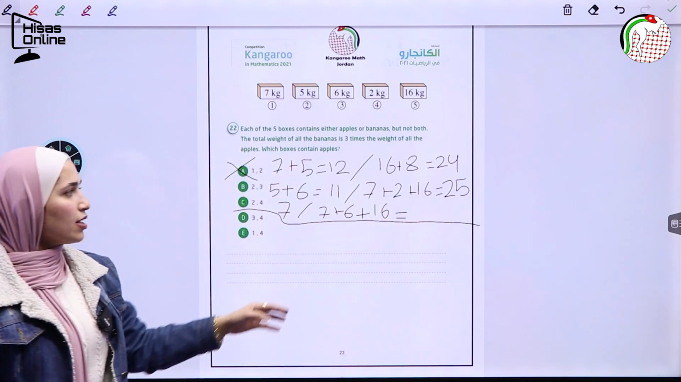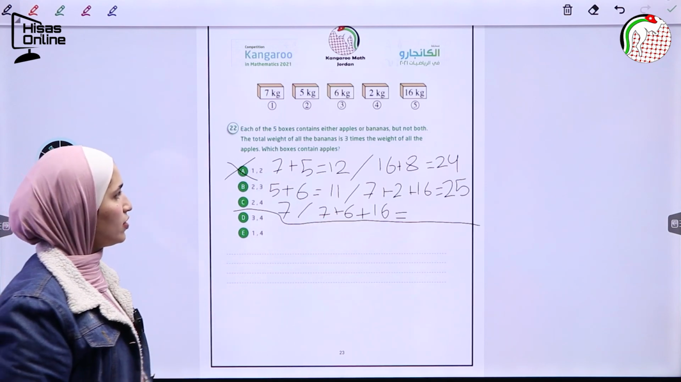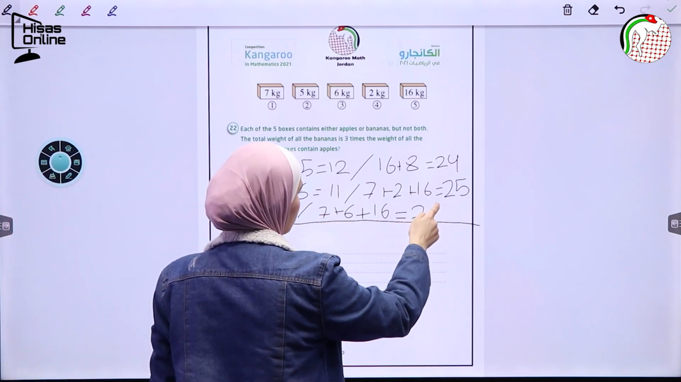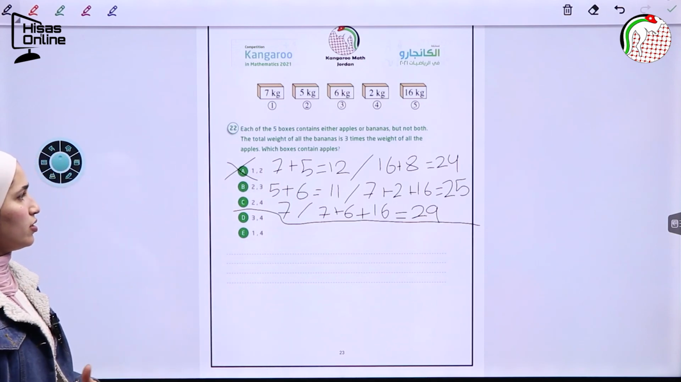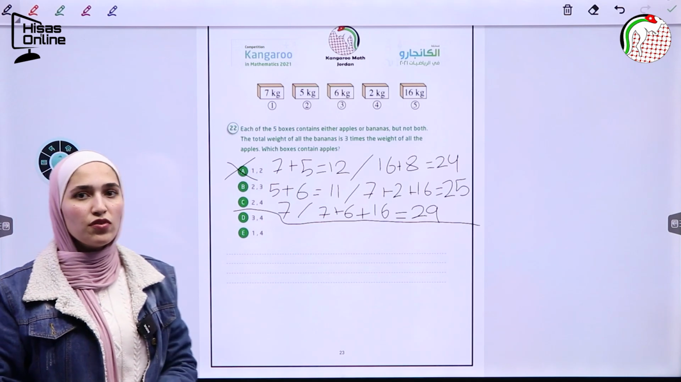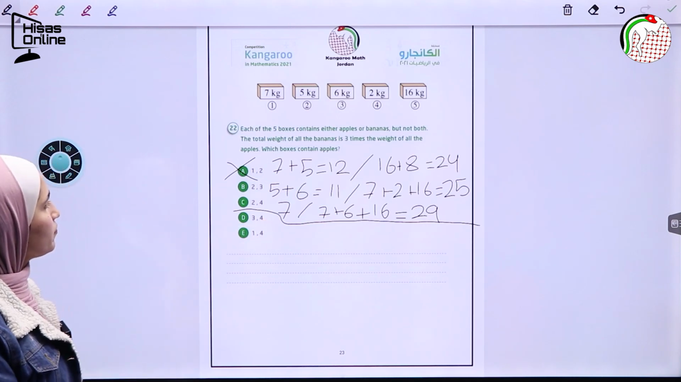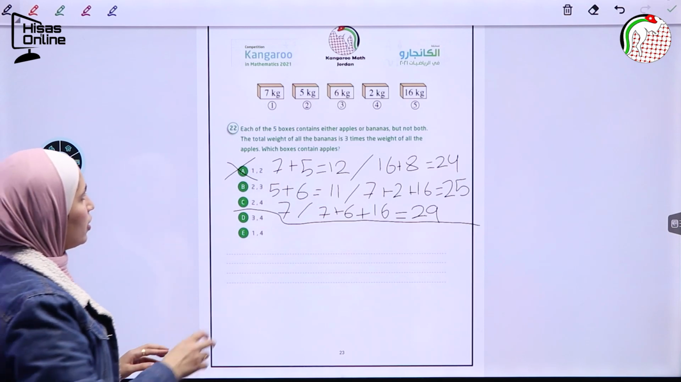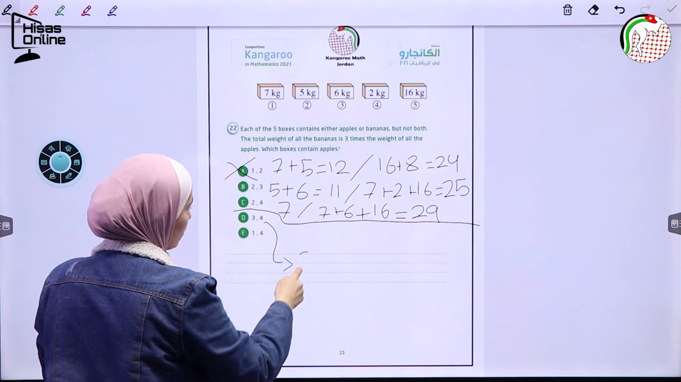16 plus 6, that means 22. Okay, 22 plus 7, 29. So 29 is not triple 7. 7 times 3 equals 21. Now 3 and 4. If we add 3 and 4 equals 8. I will write the answer here.